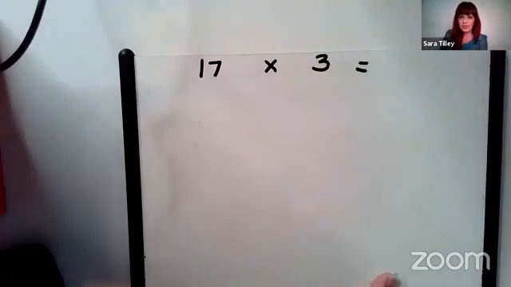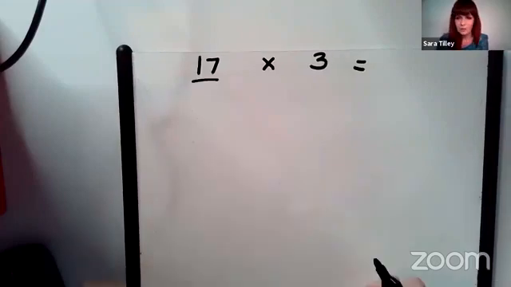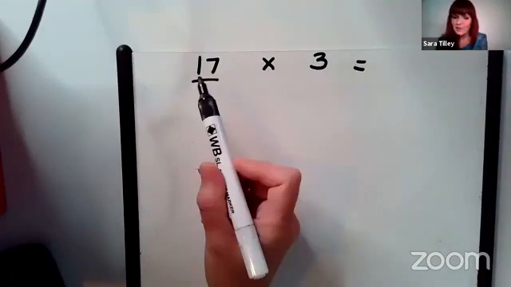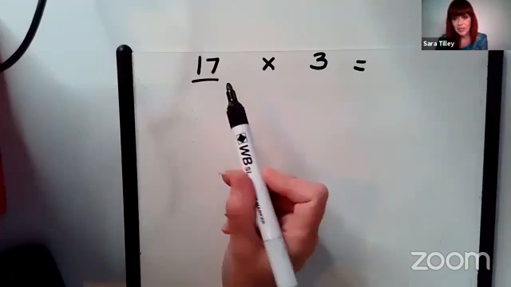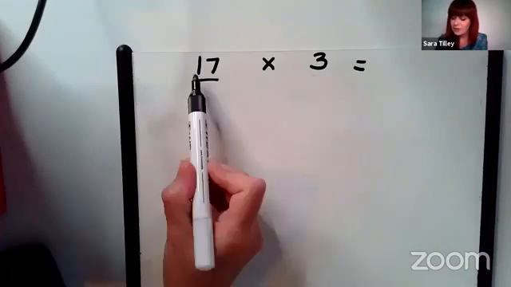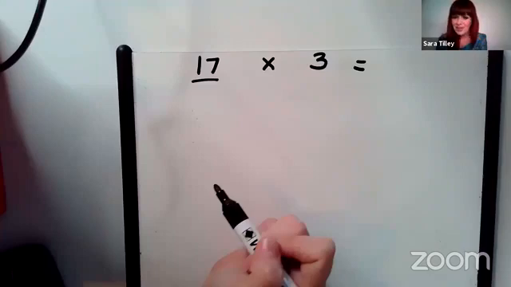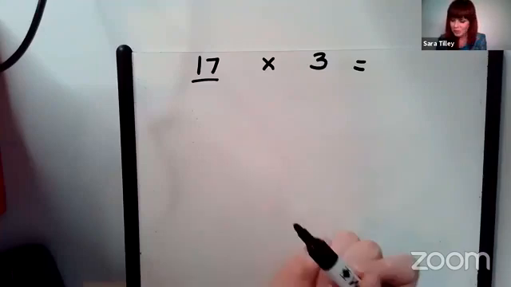So at the early stages of multiplying, this is 12 times 3, which we would expect children to know because they know their 3 times table. So in school, we would do a partitioning method, which is where we partition the 10s and the 1s. But I'm going to show you a grid method, which also uses partitioning.